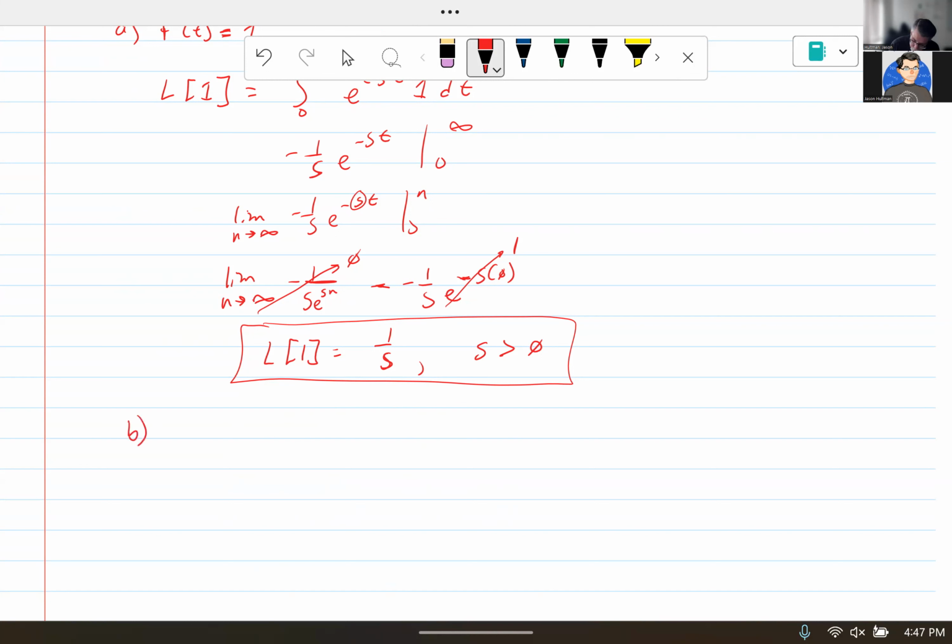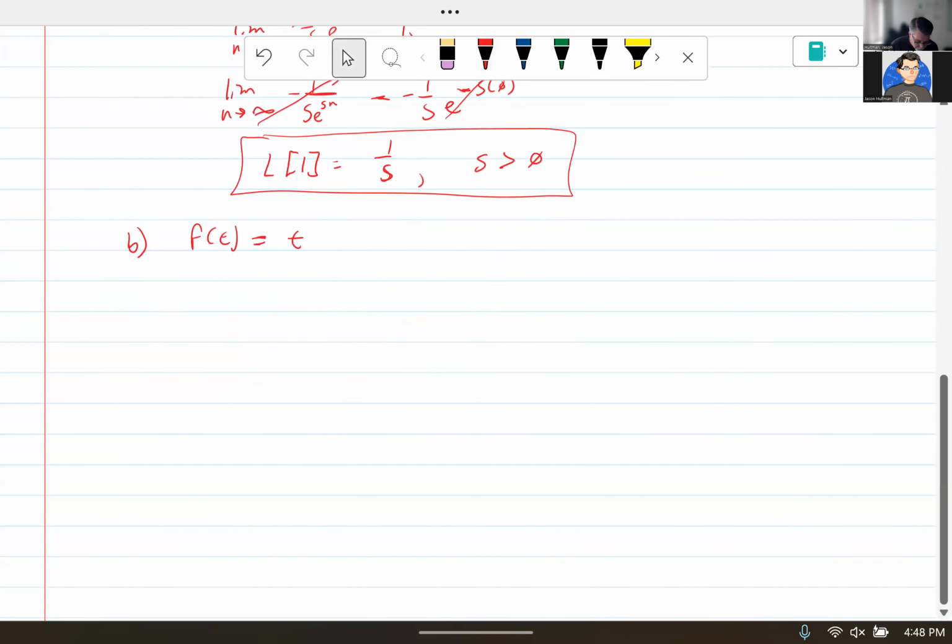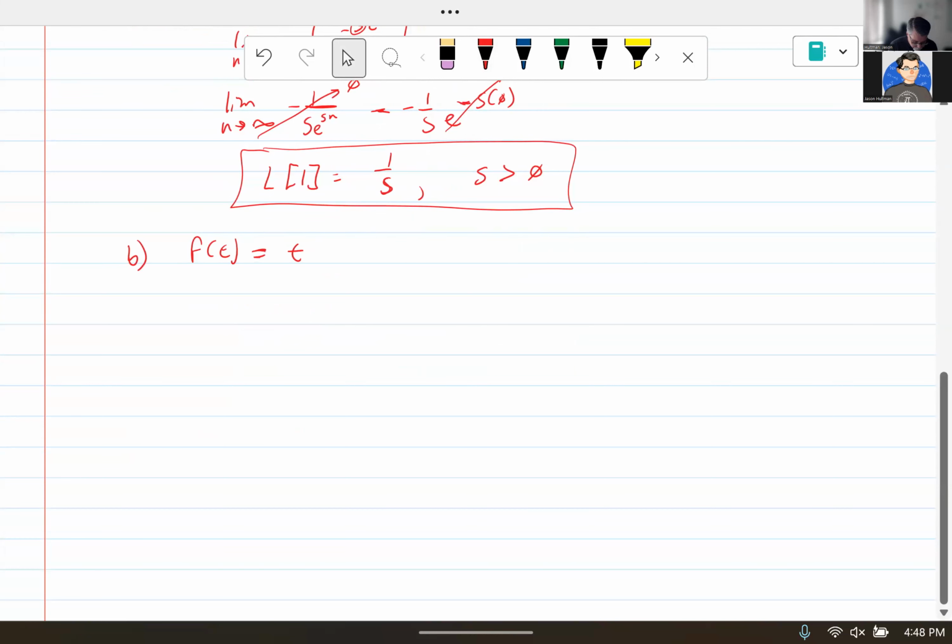Okay, B. What about f of t is equal to t? So we're going to see that we're going to kind of build these Laplace transforms. The constant building block is 1 over s, and now this linear building block is t, so t to the first power. Let's see what we get for t to the first power.